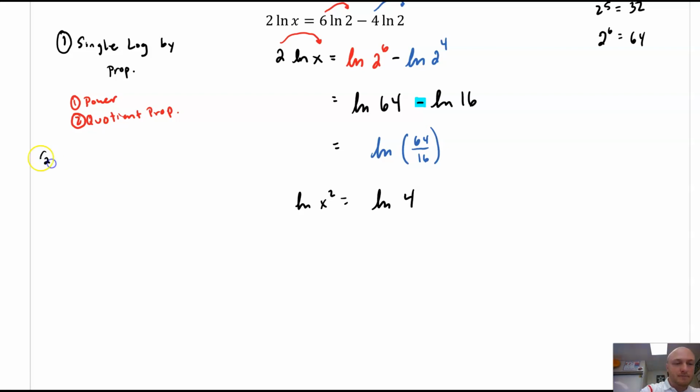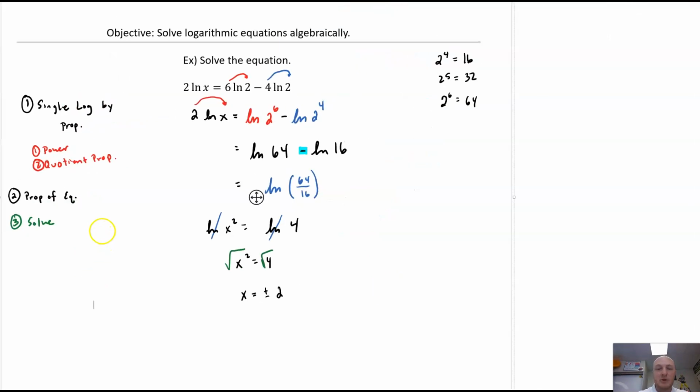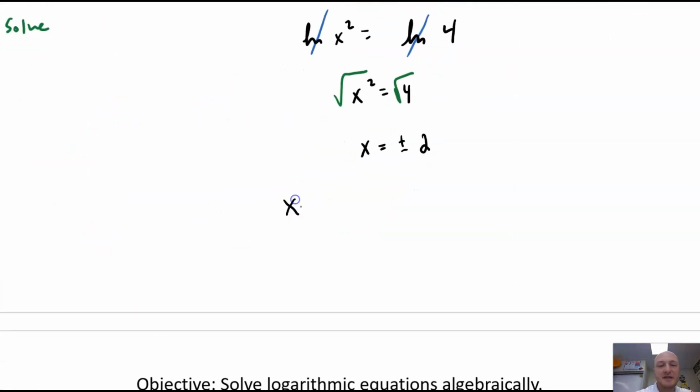Step 2. Use the property of equality for logarithms, which just essentially says I can remove my logarithms. Okay? So this gives us x squared is equal to 4. Step 3, we're going to solve this. This is rather simple algebra, getting rid of a square, so I'm going to take the square root of each side. So plus or minus 2. Now I have 2 solutions here. I have x equals positive 2 and I have x equals negative 2.